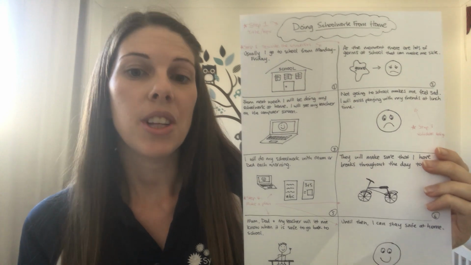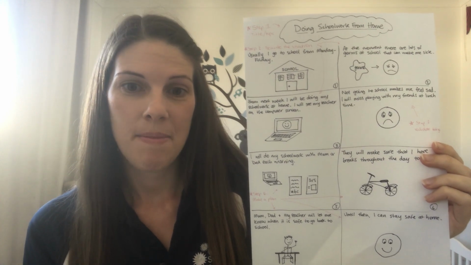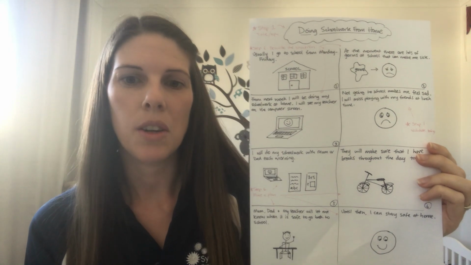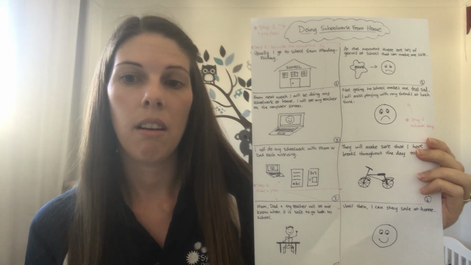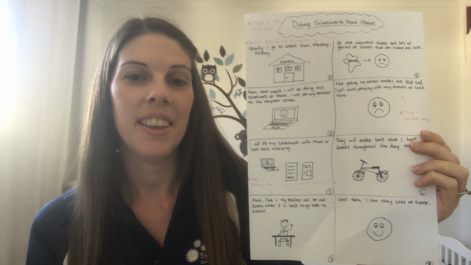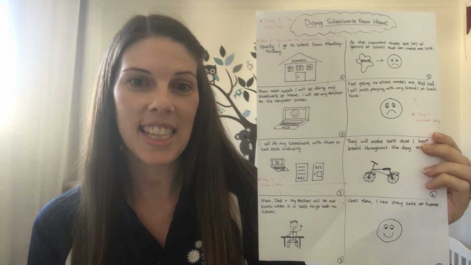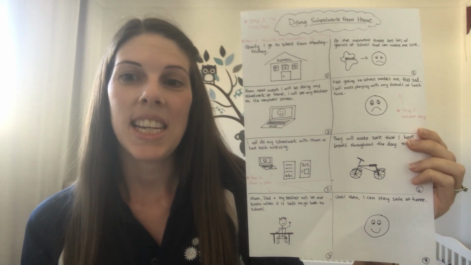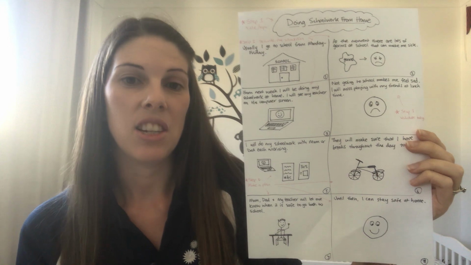So usually I go to school from Monday to Friday. At the moment there are lots of germs at school that can make me sick. So from next week I'll be doing my schoolwork at home. I'll see my teacher on the computer screen. Then step three, I've included some feelings. So not going to school makes me feel sad. I'll miss my teacher and I'll miss playing with my friends at lunchtime.